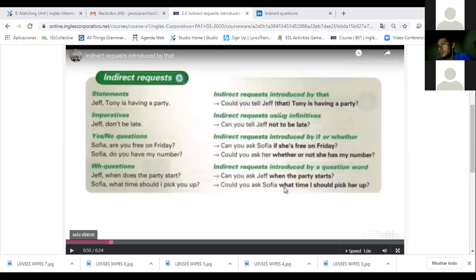So we're talking about the first two, and then tomorrow we're gonna talk about yes, no questions. And that's where you use the introduced, but you can use either if or whether, and then we're gonna talk about WH questions, but we're talking about these tomorrow, all right?